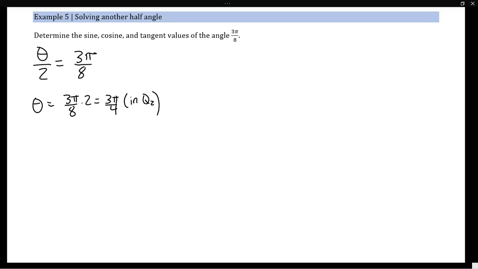So if 3 pi over 4 is 135 degrees, then 3 pi over 8 is 67.5 degrees. So that's in quadrant 1. All of the trig values should be positive.